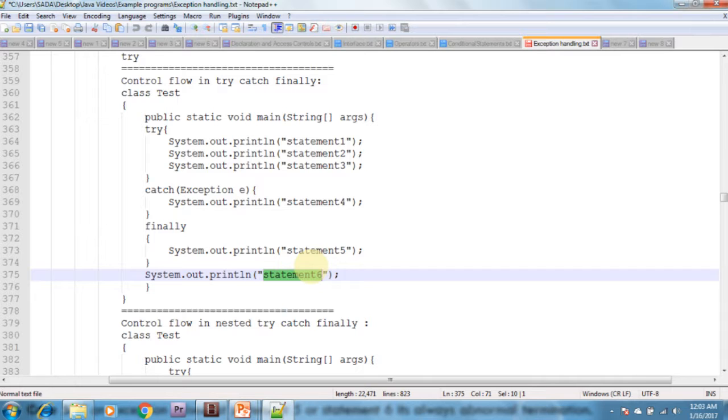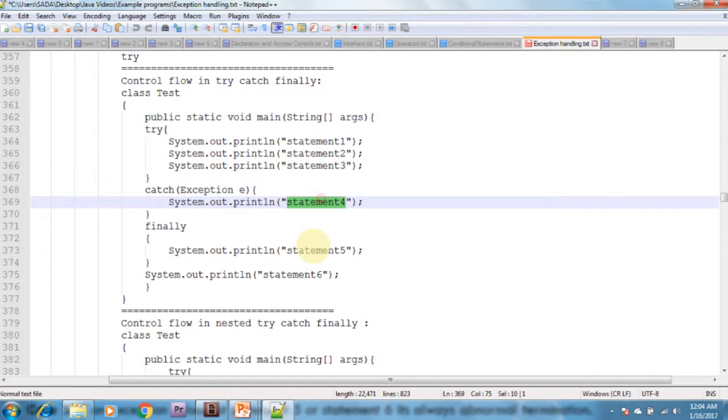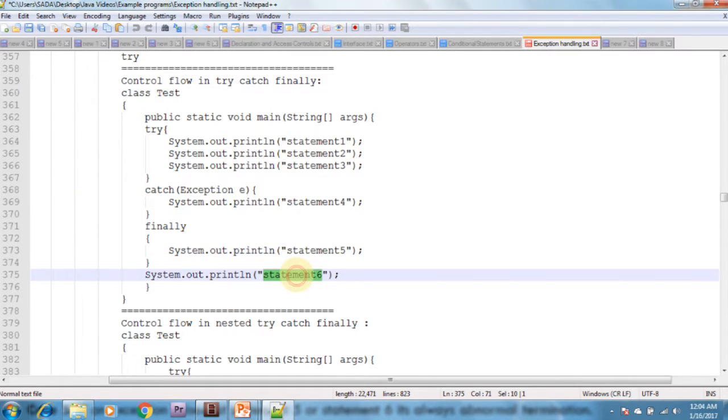Next, case number 2. If an exception is raised at statement 2 and the corresponding catch block matched, then statement 1, statement 4, statement 5 and statement 6 are executed. It is also a normal termination.